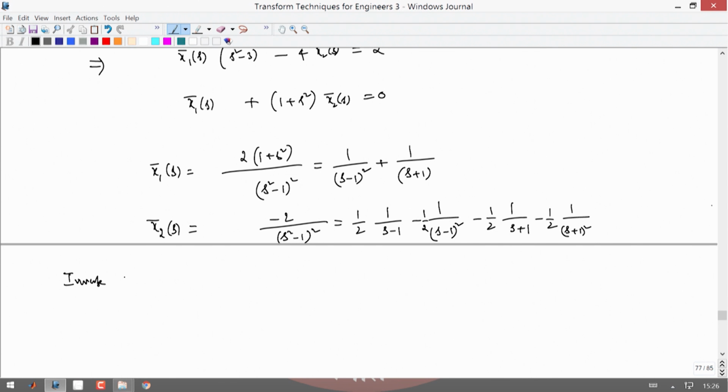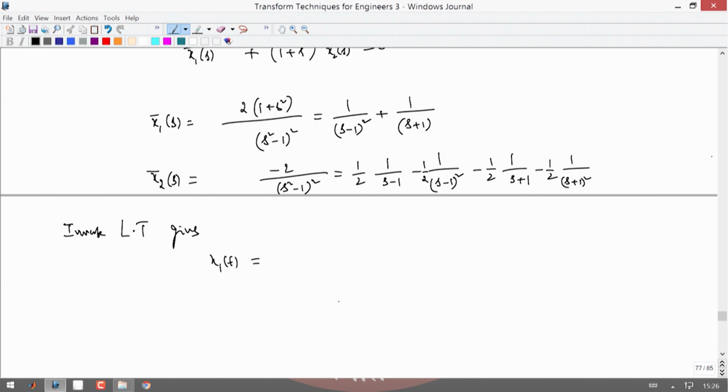Inverse Laplace transform gives the solution x1 of t as 1 by s minus 1 square, that is e power t, because of s minus 1 into e power t, and then the other one is e power minus t because of s plus 1. This is also squared. So, you have t times e power minus t. So, you can see this as e power t plus e power minus t as the solution.